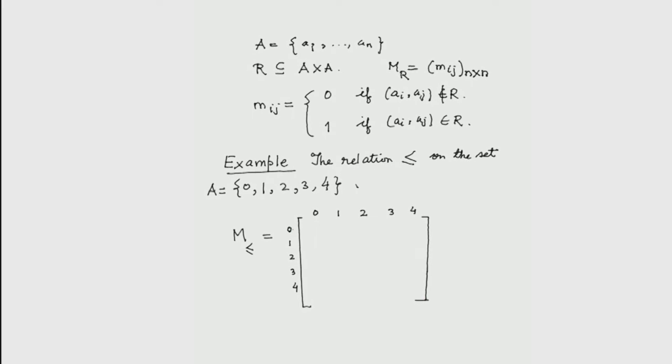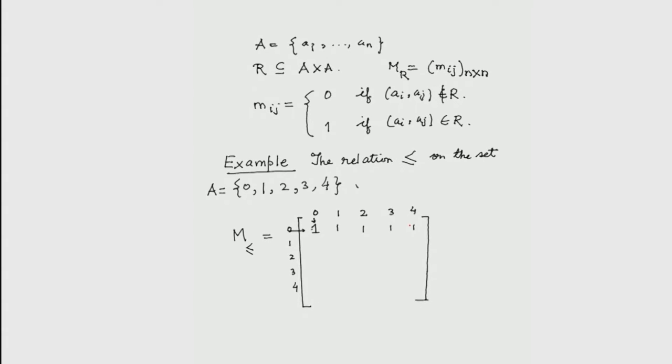We take 0 and 0 from here and here, and we ask the question, is 0 less than or equal to 0? The answer is yes, therefore, we write 1. After that, we ask the question, is 0 less than or equal to 1? The answer is yes, therefore, we write 1. Then we ask the question, is 0 less than or equal to 2? The answer is yes, and therefore, we write 1 over here. And like this, we fill in ones in all the entries of the first row, because 0 is less than all the elements of the set 0, 1, 2, 3, 4.